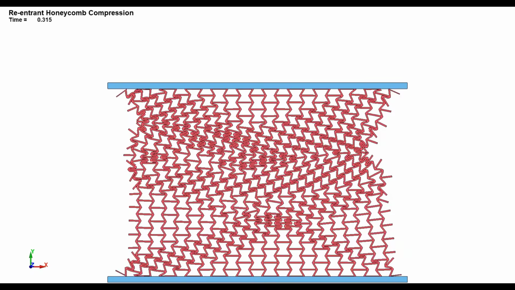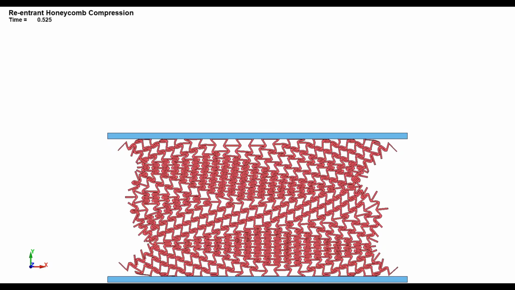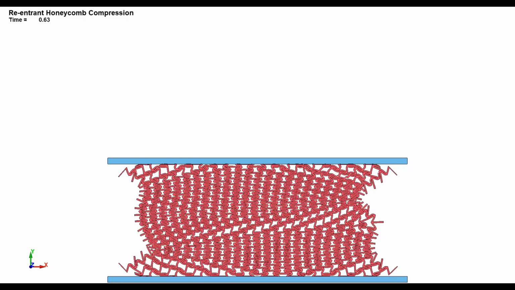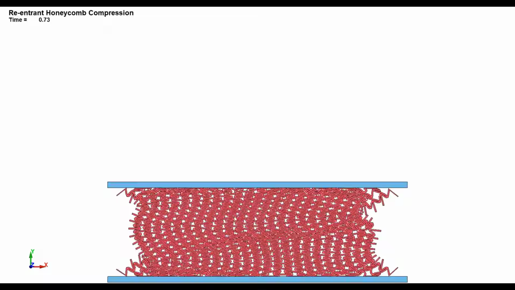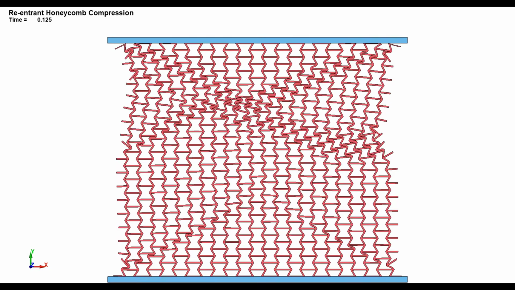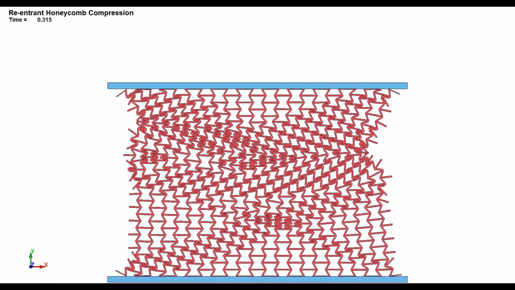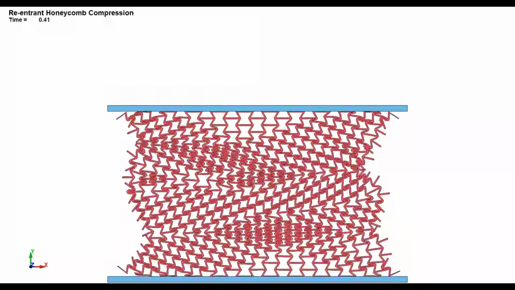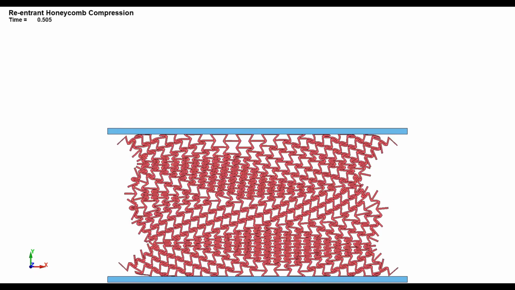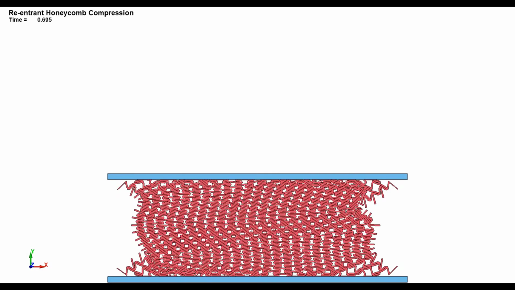Today we will do the 2D compression of a structure, a quasi-static 2D compression, and the structure that we will study today is an auxetic structure. An auxetic structure is something that has a negative Poisson ratio. So without further ado, let's get started.